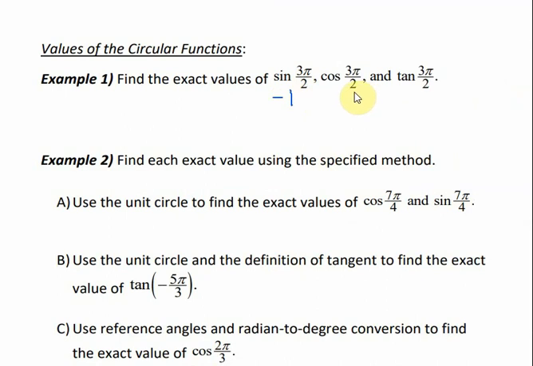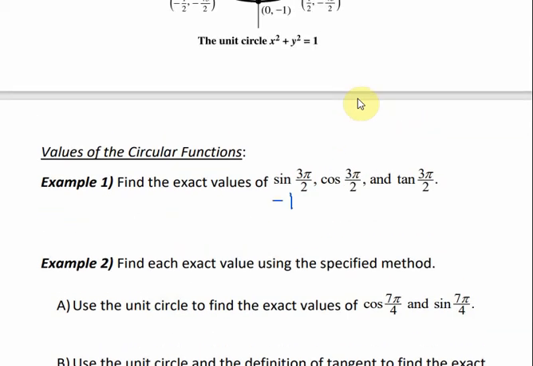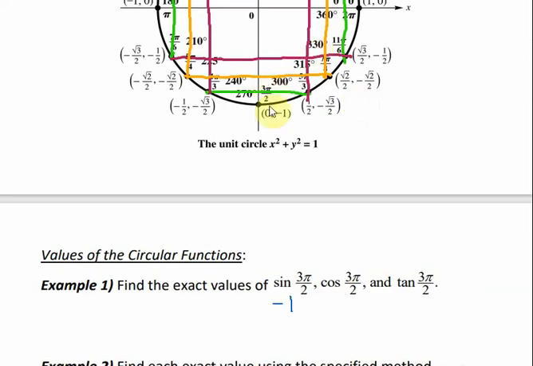Okay, then cosine of 3 pi over 2, that would just be the x value of that same angle. So the x value of 3 pi over 2, we know, is 0. And then tangent of 3 pi over 2, tangent is y over x. So that would give me -1 over 0, but we can't have 0 in the denominator. That makes it undefined.